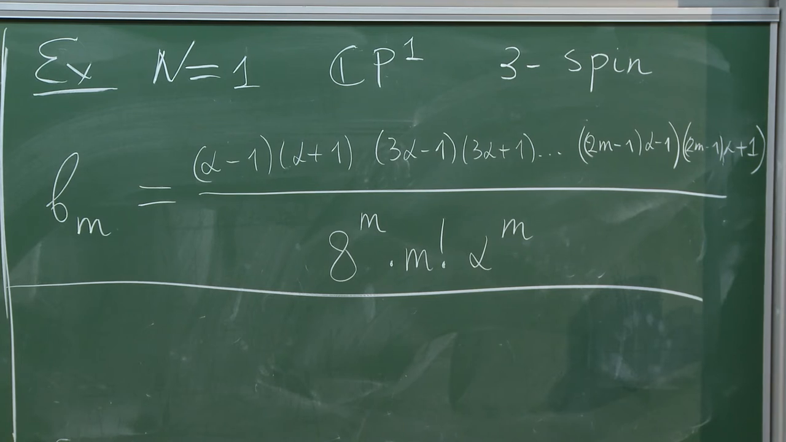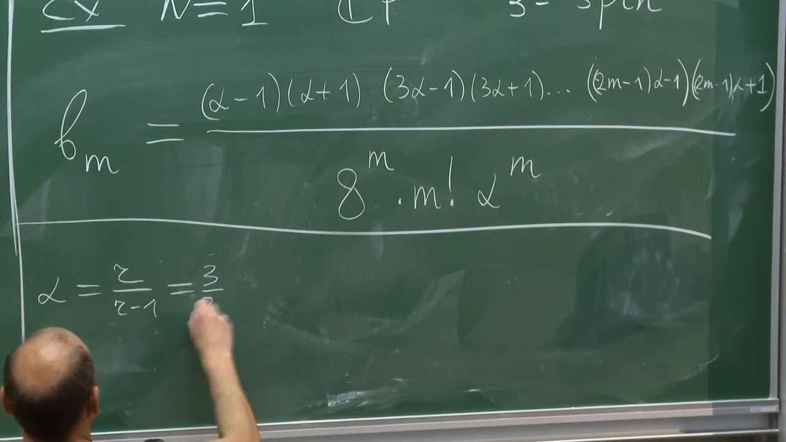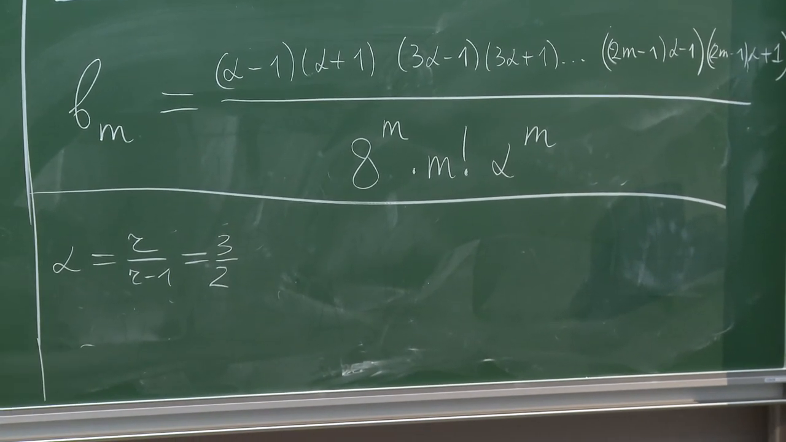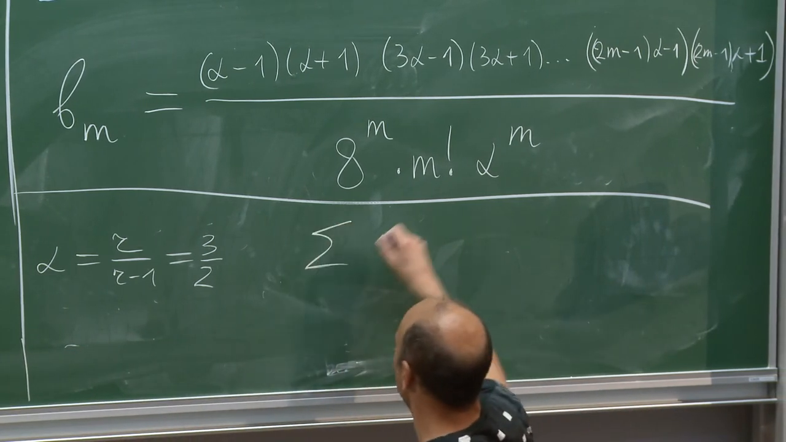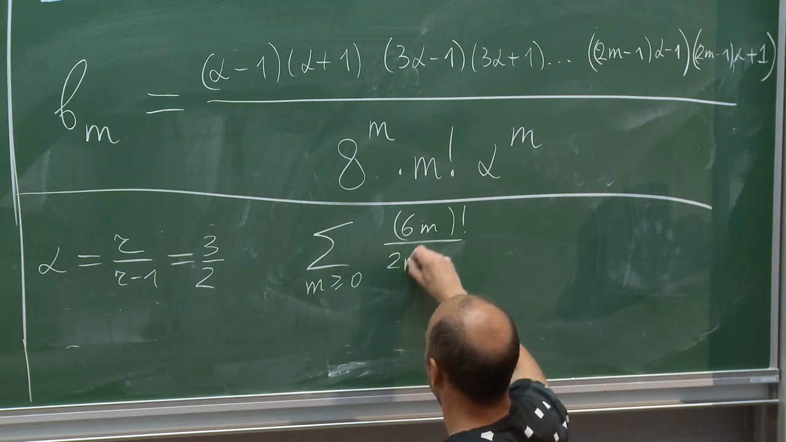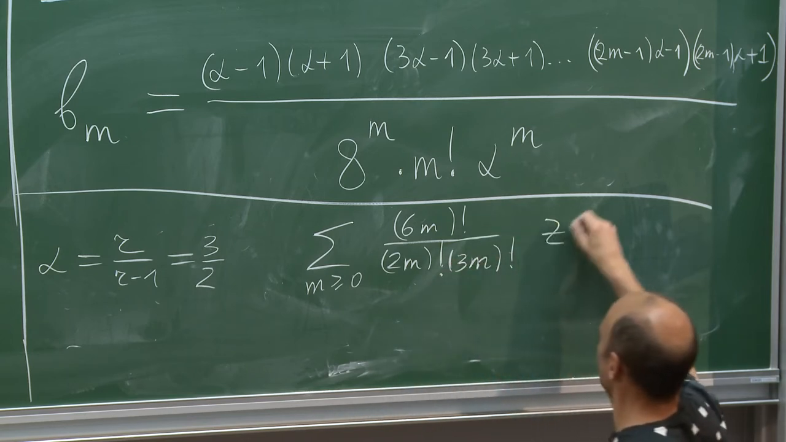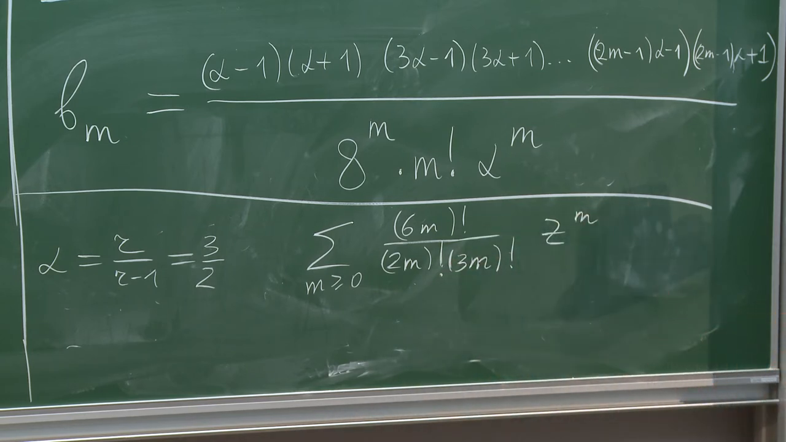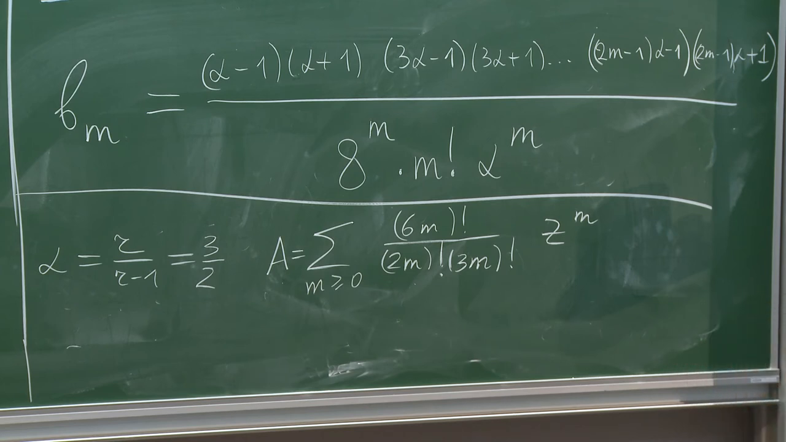So plugging alpha equals r over r minus 1, which in this case is 3 halves, well, this is pretty straightforward. You just plug it in this formula. And what you find is the well-known power series, the sum for m greater than or equal to 0 of 6m factorial over 2m factorial over 3m factorial, z to the m. Let's call this series, usually called A. And this is one of the two power series that appears in the R matrix for Witten's three-spin class.